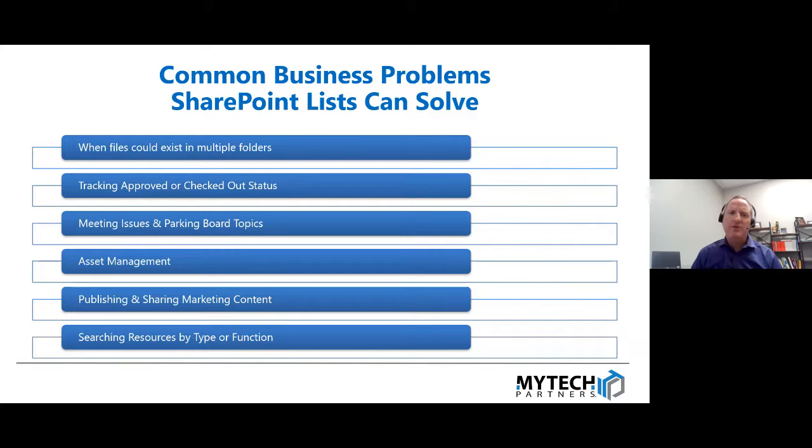There's also ways in which you can track the approved status of information, whether it be documents or assets, as well as checked out or checked in statuses. These are things that SharePoint lists can help you do. There's even some approval processes that you can implement. We're not going to get into the automation and some of the approval processes, but you can layer on approval processes to some of these SharePoint lists as well.